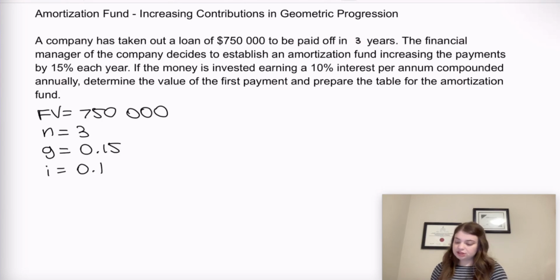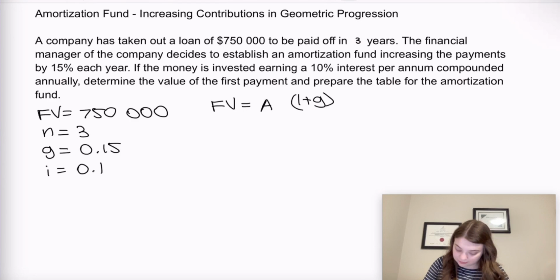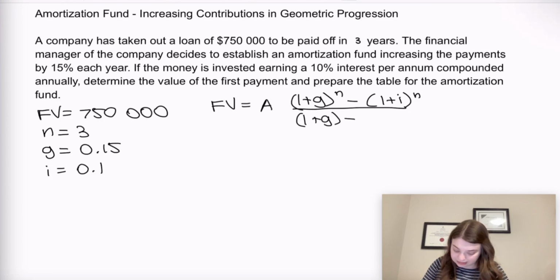Okay, so the first thing we need to do is determine what is the first payment. So let's recall the formula for future value of a geometric gradient. That formula states that the future value is equal to the first payment times (1 plus g) to the power of n minus (1 plus i) to the power of n, over (1 plus g) minus (1 plus i), which I suppose could just be g minus i if we simplify it. But anyway, that's what this is going to look like.